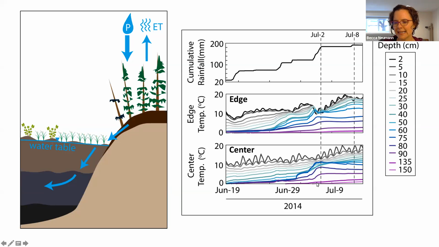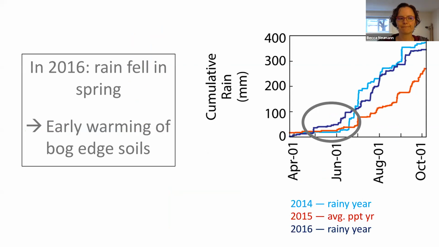And then you'll notice in the center, it's quite interesting, the top temperatures are not warming up, right? It's just the deeper soil temperatures which are experiencing warming. So this idea that the water is coming in, plunging down, and then traveling at depth over into the center of the bog and warming just the deep soils and not the shallow soils. So it's not rain falling directly on the bog, it's this connection of the bog with the rest of the forested watershed. And so the key is in 2016, rain fell in the spring.